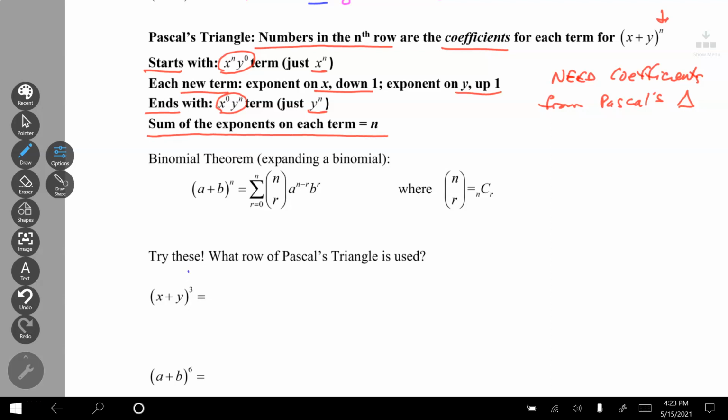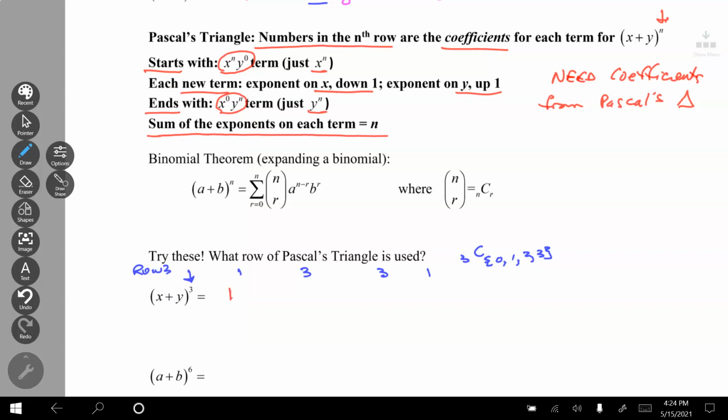So this is x plus y to the third, so I'm going to use row 3 of Pascal's triangle. I have to do 3 C 0, 1, 2, 3 on my calculator. You get the third row of Pascal's triangle, and my third row is 1, 3, 3, 1. Or you can look on the front page. So what does that mean?